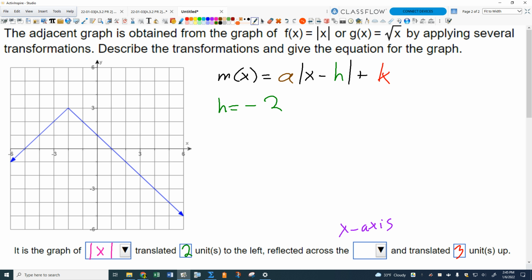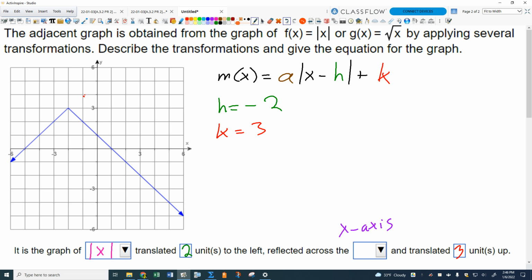What's the value of k? +3, isn't it? Because it's going up by 3. That's the job of k, to tell us how far it's being translated up. And what's the value of a here? It's -1, isn't it? Because instead of going over 1 and up 1, I'm going over 1 and up 1 times -1, right? Everybody see that? So a is -1. That's the reflected part, isn't it?